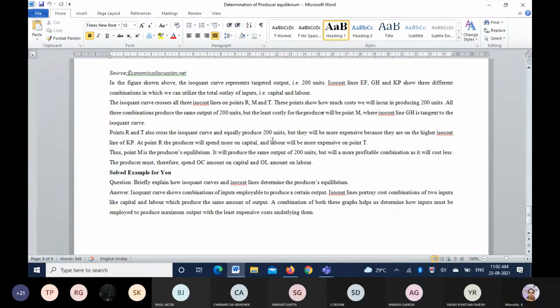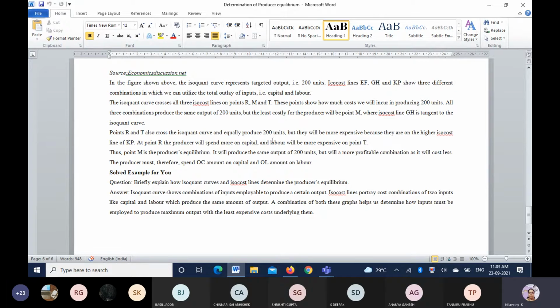All these things. But before that, there are some concepts related to production function and producer's equilibrium, which I just want to take up today. This is similar to the consumer's equilibrium. In consumer equilibrium, if you remember, there is an indifference curve, a downward sloping curve showing a combination of two commodities which gives the consumer the same level of satisfaction. Like that, here we have isoquant curves. That indifference curve is named here as the isoquant curve.